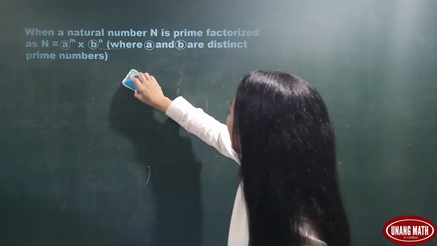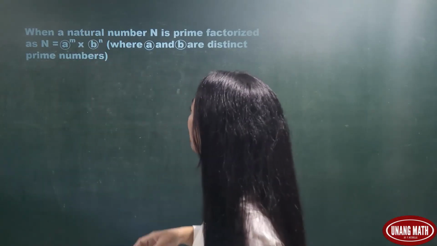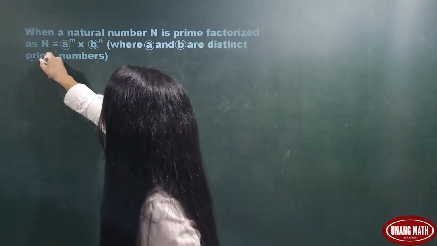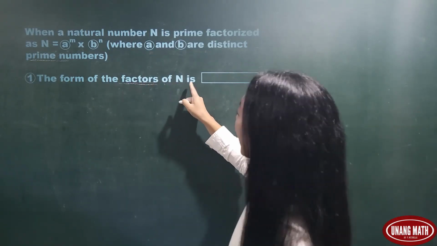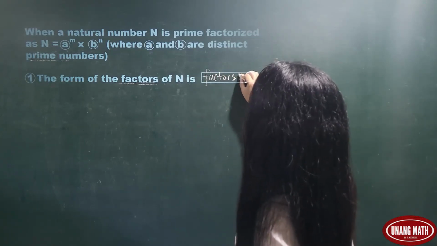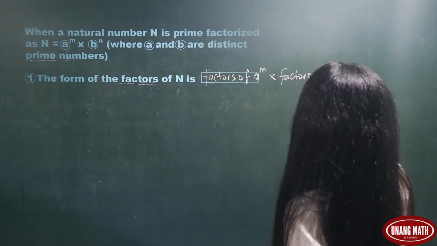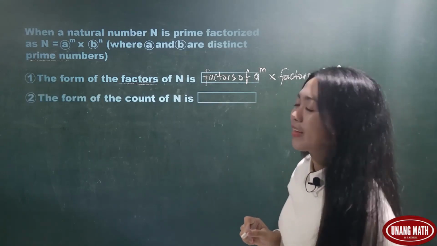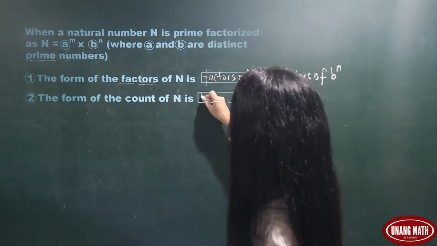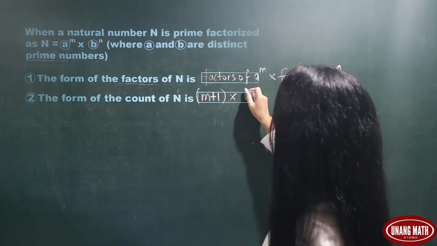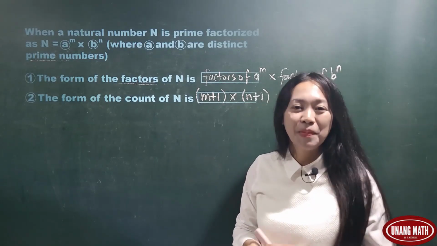So when a natural number n is prime factorized as n is equal to a raised to the power of m times b raised to the power of n, where a and b are distinct prime numbers, the form of the factors of n is all the factors of a raised to the power of m times all the factors of b raised to the power of n. How about the form of the count of n? The count of the factors of n is m plus 1 times n plus 1. Don't worry if you didn't understand this part, as long as you understand the process.